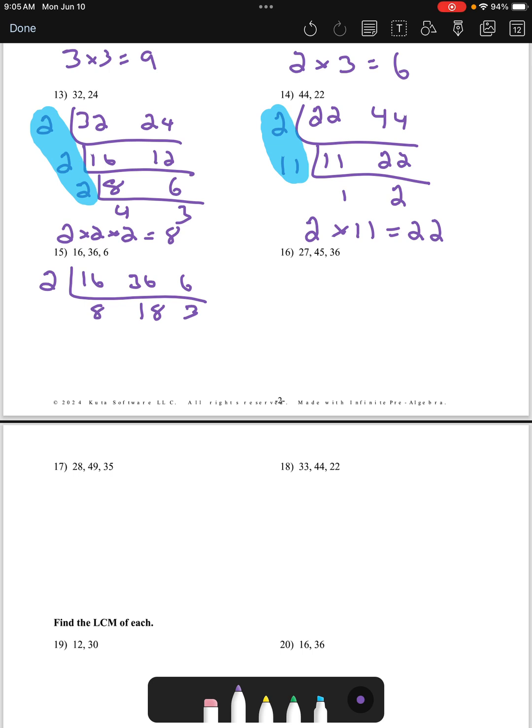Will they all divide by 2? No. Will they all divide by 3? No. I'm done. 3 is a prime number. I do need to check if it'll divide by something, but as soon as I know that all 3 won't divide by a number, I'm done. So what's my GCF here? Literally just 2.